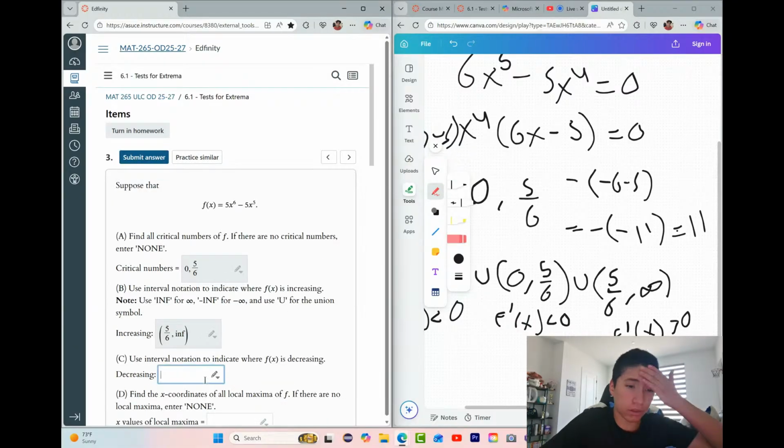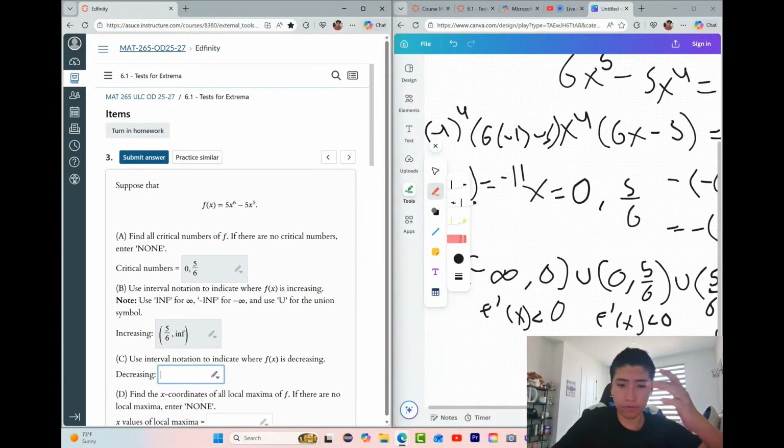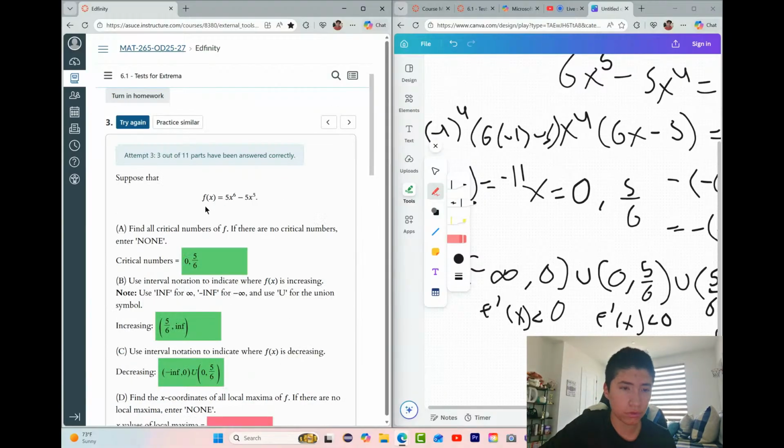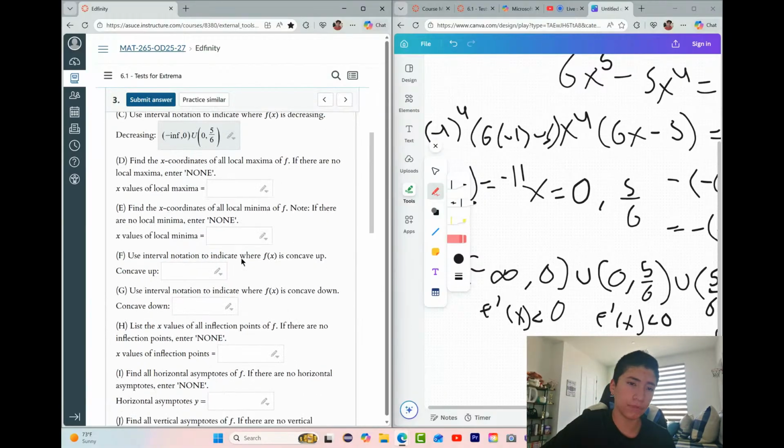Okay, we got that right. Let's go. Yeah, decreasing, it's only going to be from negative infinity to 0, union 0 all the way to 5/6. Cool, and that's also correct, right? Awesome. Okay. Awesome.